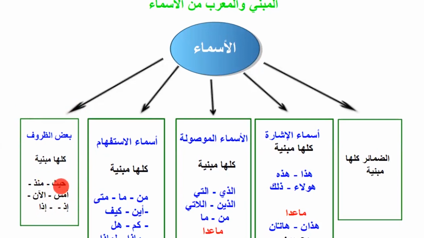We'll look at it. Haisu, munzu, amsi, al-an, idh, idha. We'll look at it. So that is it for here. But this one, Asma'ul Istifham, we looked at it. Asma'ul Mawsula, we studied it. Asma'ul Ishara, we studied it. And then the Dama'ir too, we studied it. So that is the Mu'arrab and then the Mabni within the Asma.